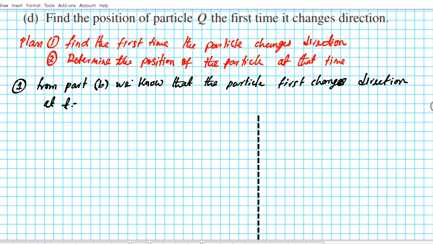All right, so we now know the target time right now. Okay, so that's that with part 1. Okay, so for part 2, we now need to find the position of the particle at that time. Okay, so if you're given a velocity and you want to find the position, how do you do that?